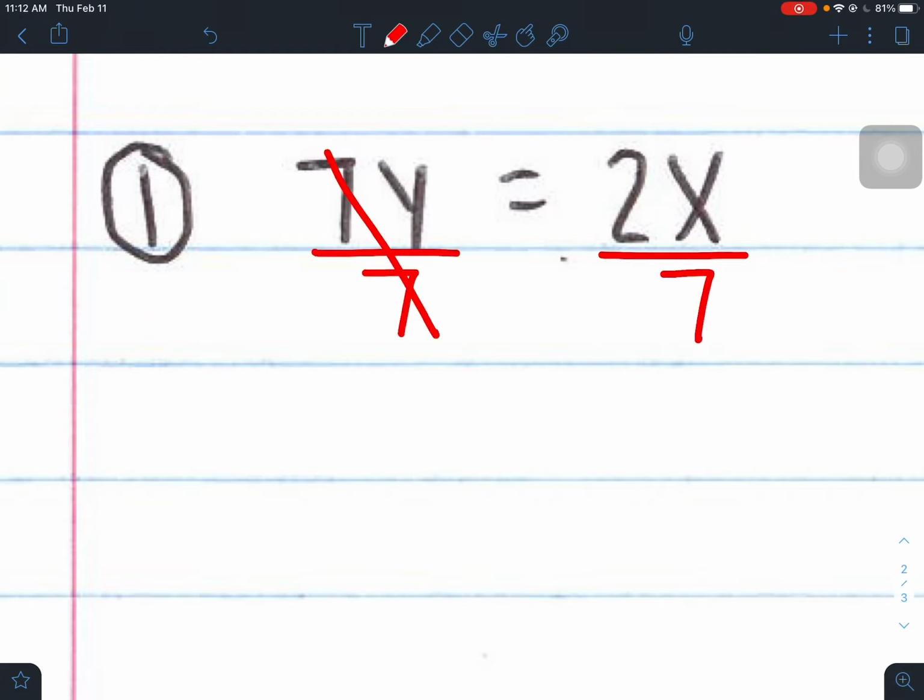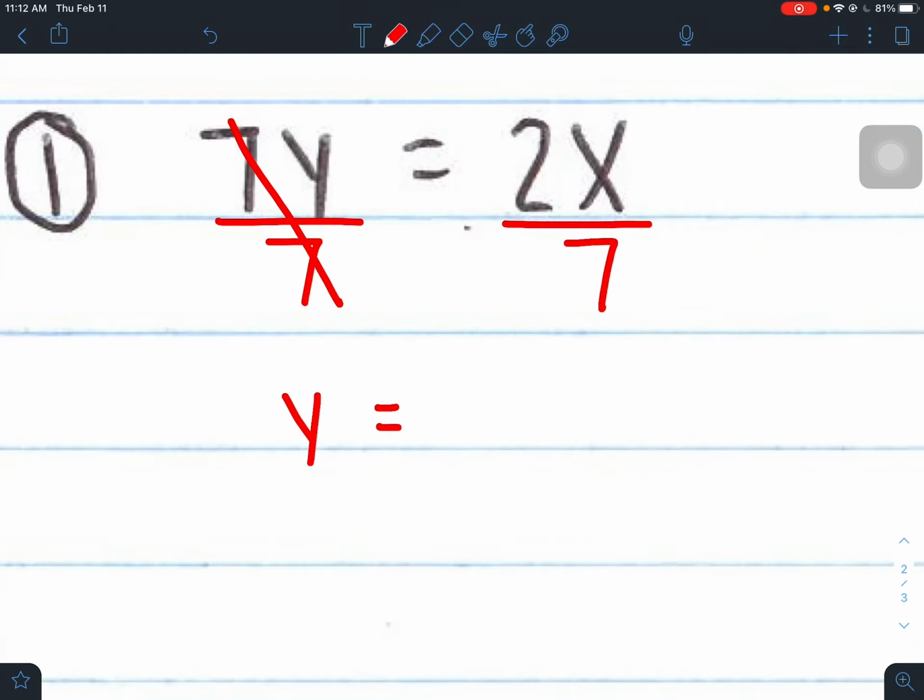Well, 7 divided by 7 cancels and becomes 1. So this is 1y equals. And then remember, we want to write that 2 over 7 as a separate number. So 2/7 and then an x next to it. Okay, so the question is, is this direct variation? Does it look like y equals kx?